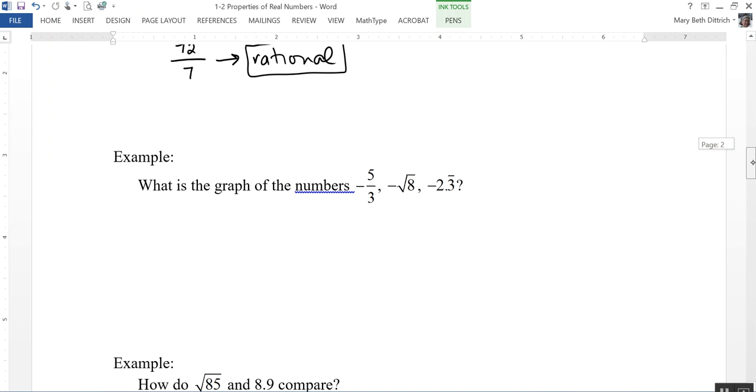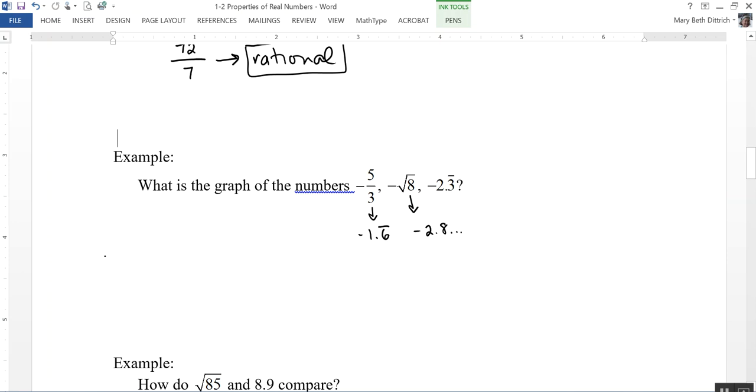Here's another example. What is the graph of the numbers -5/3, -square root of 8, and -2.3 repeating? In order to graph these, and we're going to be graphing them on a number line, I need to turn each one into a decimal. So -5 over 3 is the same as -1.6 repeating, and I got that by just plugging it into my calculator. Square root of 8 is approximately -2.8, and since that's irrational, it keeps going on forever. And here I have -2.3 repeating.